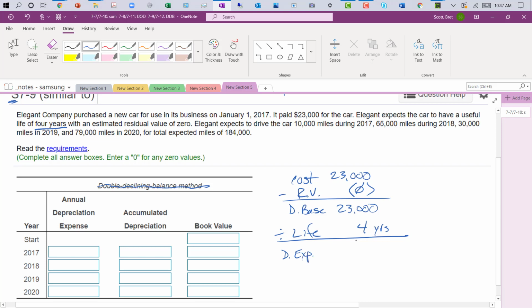When I do that math, I come up with a depreciation expense per life unit. So 23,000 divided by 4 is 5750. That's how much depreciation I would recognize per year. In a straight line depreciation system, it's nice and neat. They're asking for annual depreciation expense, so 5750. That's what I have there, there, and there.